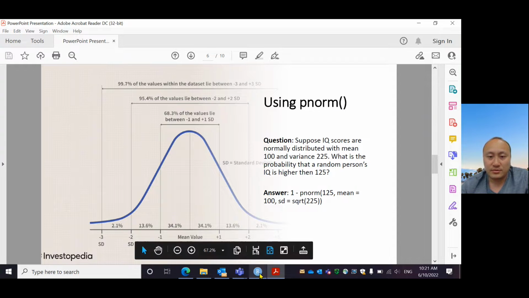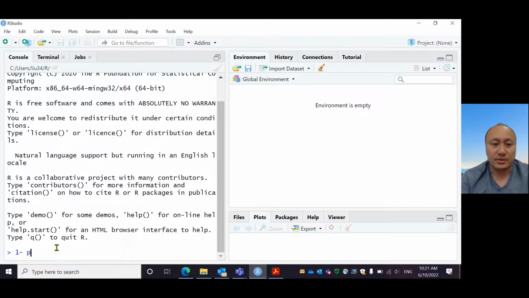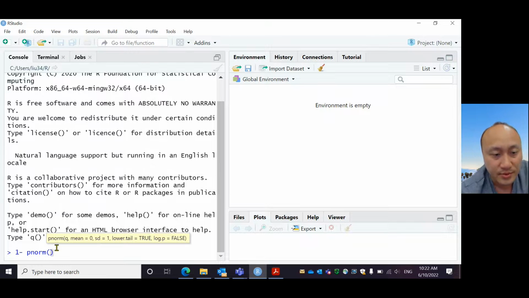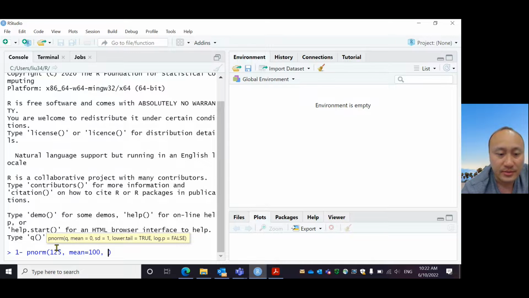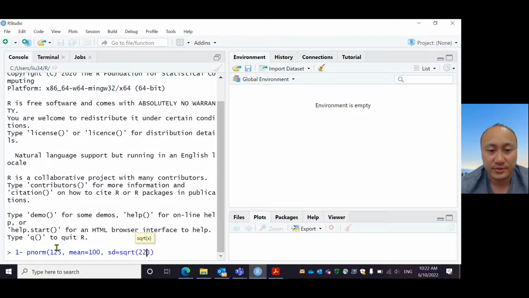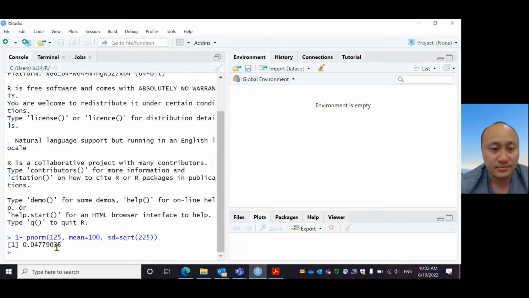So we can have a look in RStudio. If I type 1 minus pnorm, how to use the pnorm? You have to tell it the value of the random variable we are interested in, which is 125, which is the quantile basically. And the mean is equal to 100. And the standard deviation. We are given the variance, so the standard deviation will be the square root of the variance, so sqrt of 225. All right, enter.